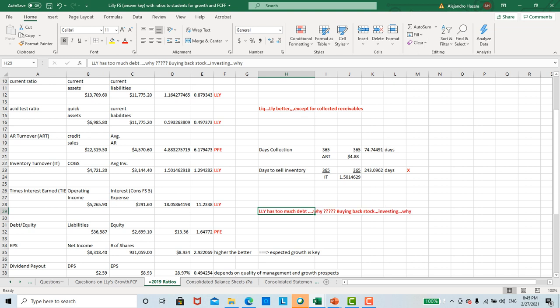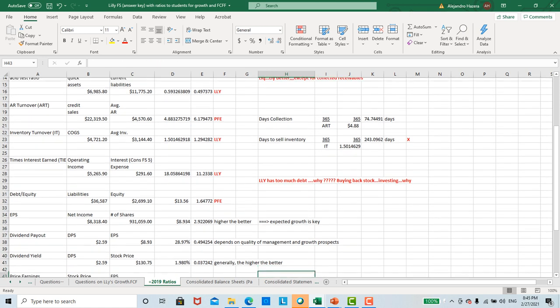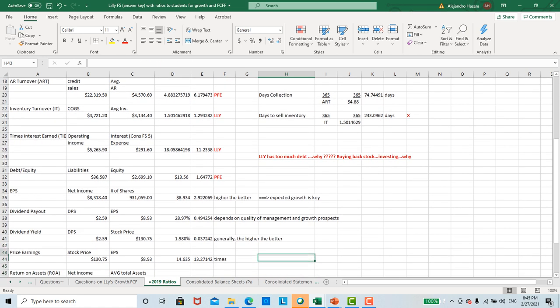The fact that Lilly has a debt-to-equity ratio of 13.56 is going to affect the return. It's going to inflate return on shareholders' equity, and I made that comment back in some of your answers. So when it comes to leverage, I don't think it's a question that Pfizer wins. Lilly just simply has too much debt. Okay, now we get to these ratios down here. Okay, earnings per share.